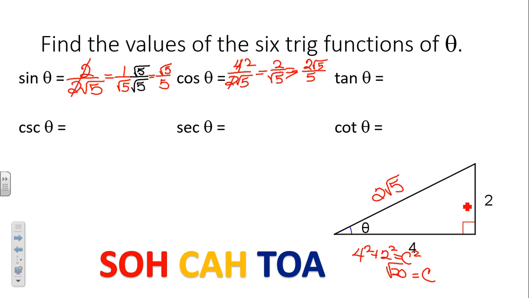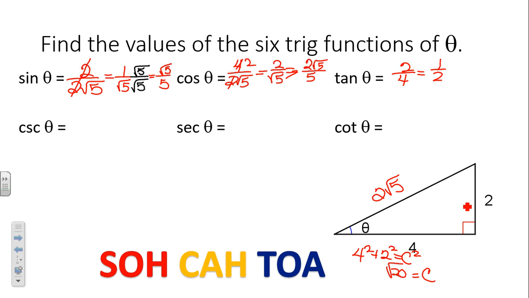Tangent, that's the TOA. Opposite and adjacent. Alex, what's it going to be? What's the tangent of theta? Good. And we simplify that to 1/2. Okay? We've done the heavy lifting now.